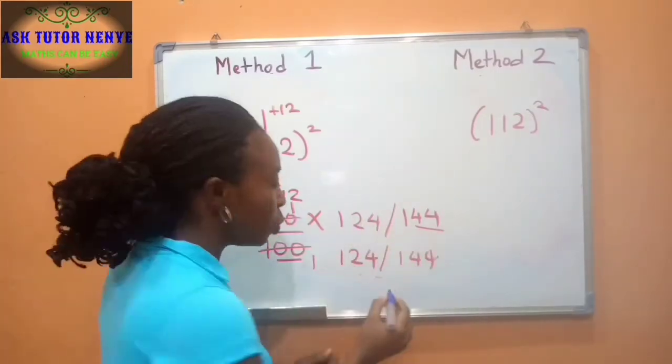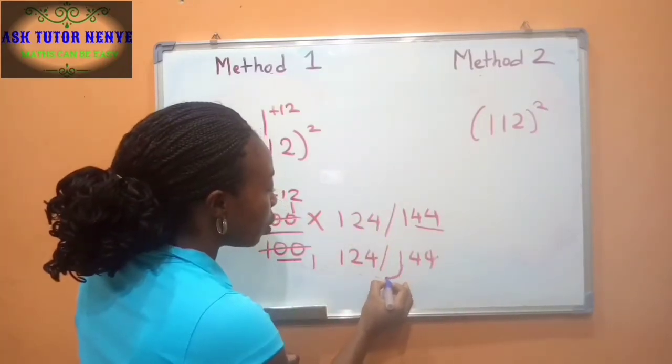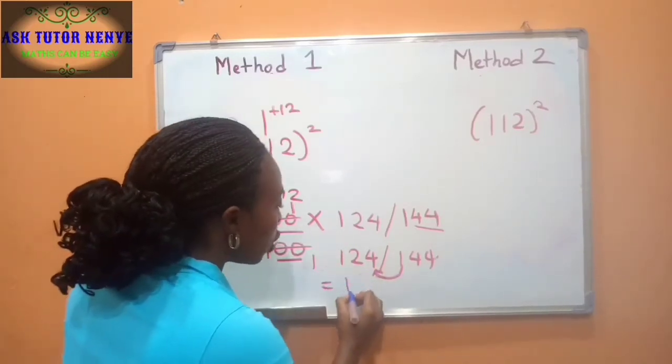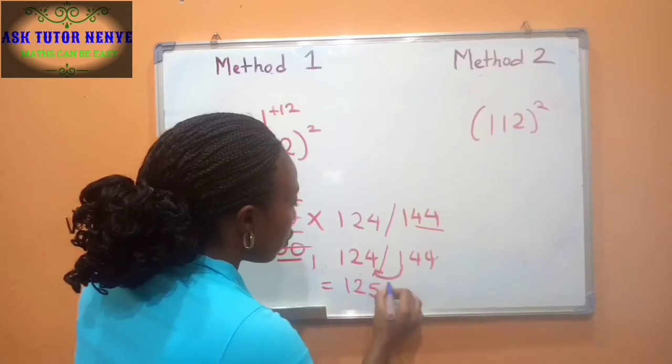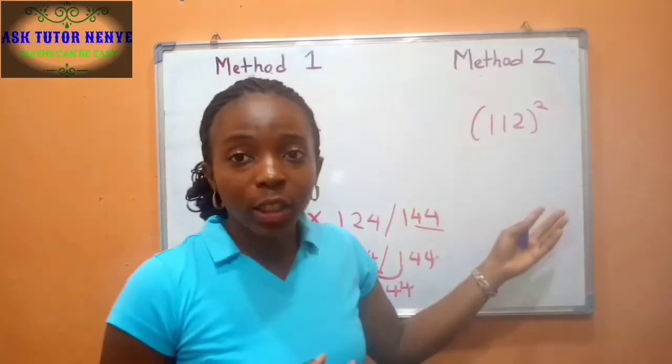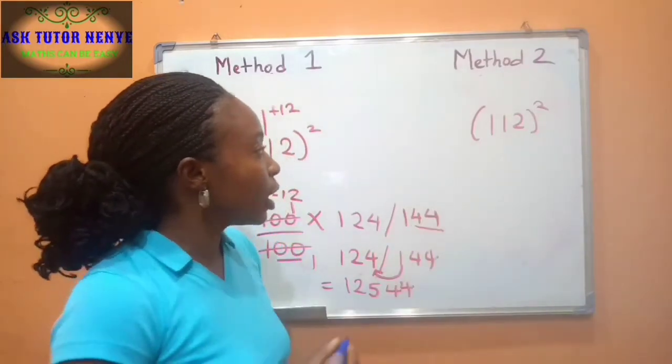So the next thing we do, we simply move the 1 to this side and add it to 4. When we do that, we are going to have 1, 2, 5, 4, 4. So let's take a look at the second example.